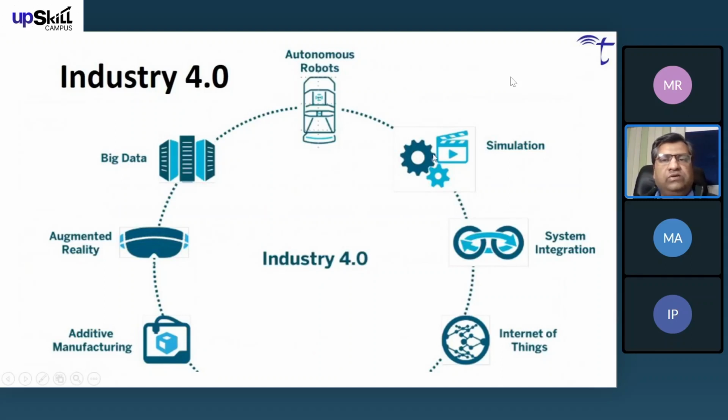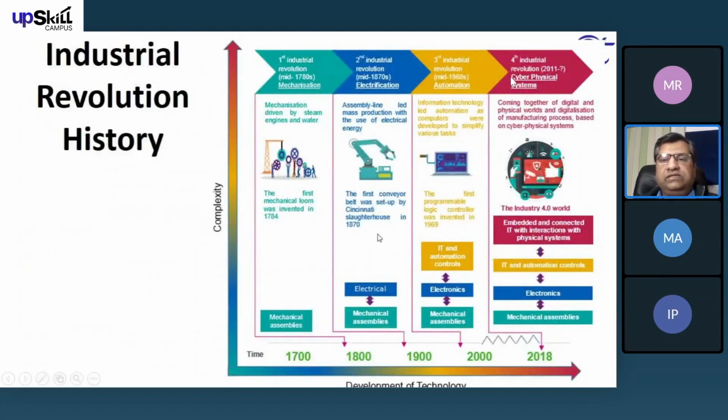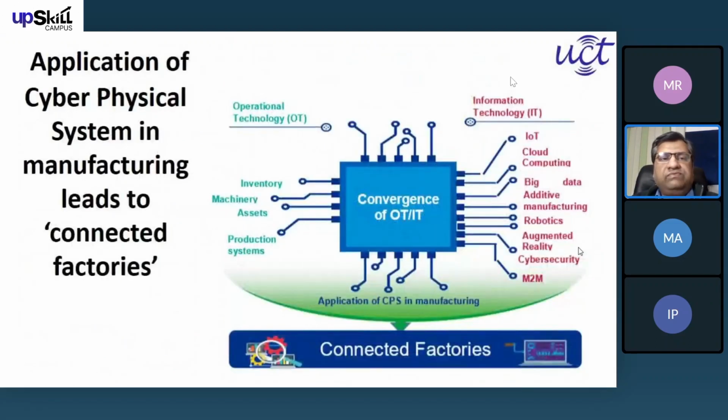And these are the different technologies that are participating to make Industry 4.0 successful. So this is the same thing that I mentioned, that there were four industrial revolutions, and cyber physical systems are coming together to make smart factories. On the left hand side is operation technology, and on the right hand side is information technology. OT is the inventory, machines, assets, production systems. These have been there for many, many years. And IT is the upcoming technology that is joining hands with operation technologies to make connected factories and adoption of digital transformation. In IT, we have IoT, cloud computing, big data, additive manufacturing, robotics, augmented reality, cyber security, M2M. These are the technologies that are coming together and making the connected factory.